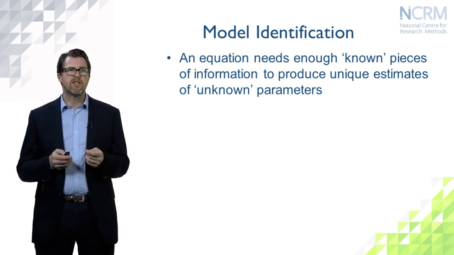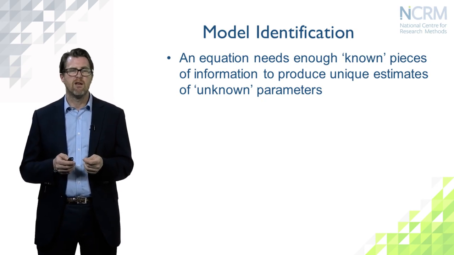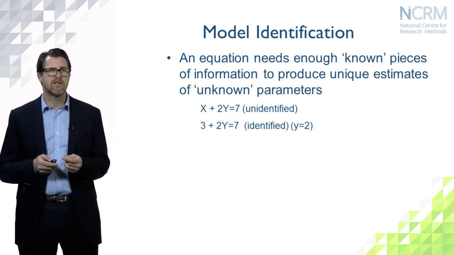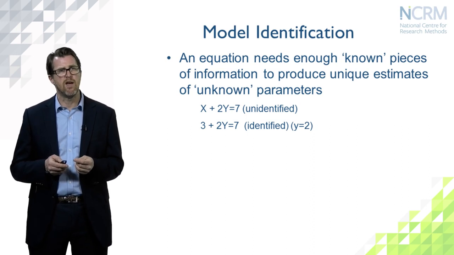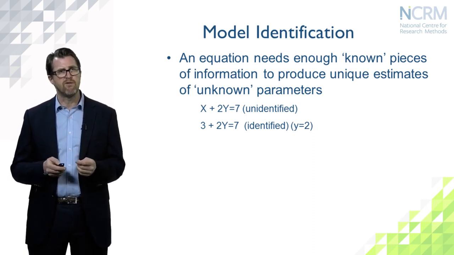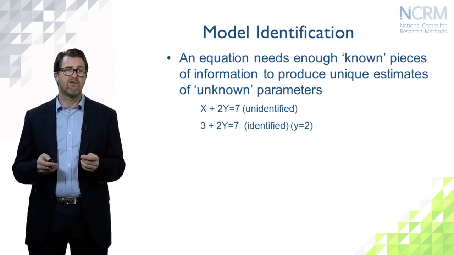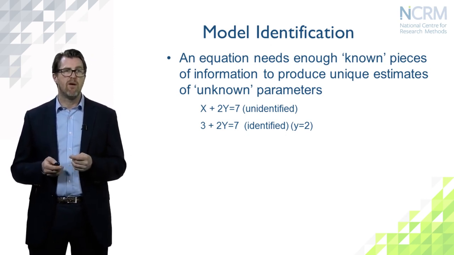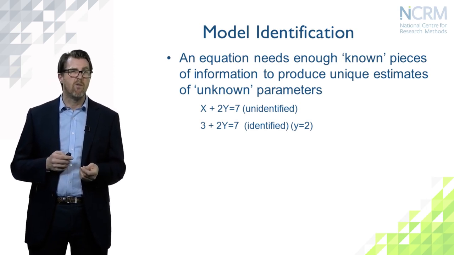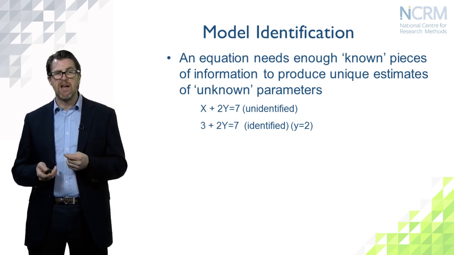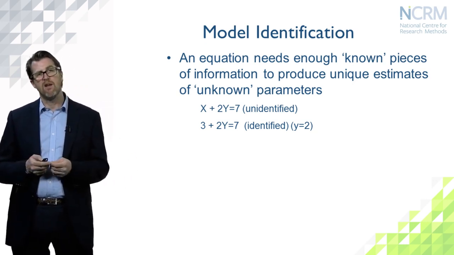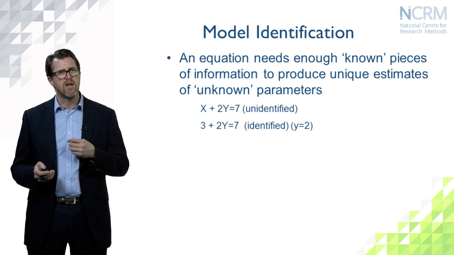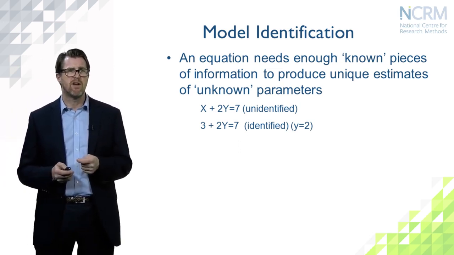So to give an example of what we mean here by the balance between known and unknown pieces of information. If we look at these two equations, the first of these is unidentified. We have x plus 2y equals 7. So what we would want to do is to find the unique value that satisfies that equation for y. Now, because we have a balance of knowns and unknowns where x and y could really take on many, many different values, and they would all be true, if you like, in terms of the equation being correct. That equation is unidentified because it doesn't enable us to produce unique estimates.